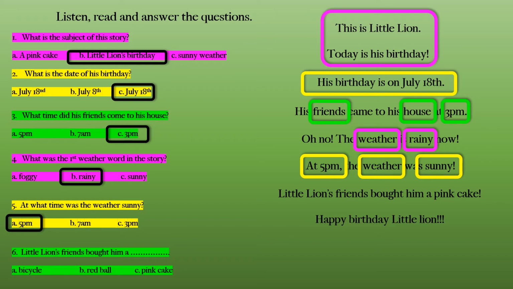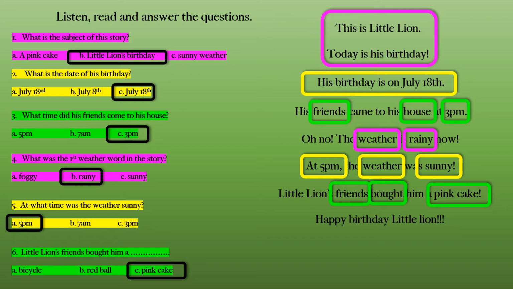And the last one, number 6, Little Lion's friends bought him a... Well, let's look for the keywords. We can see the word friends in the question. We can see the word bought, and here it is in this sentence. So, is there a thing in this sentence? Is there a present in this sentence? That's what friends bought someone for their birthday. Yeah, there's a pink cake. So the answer is C, pink cake.